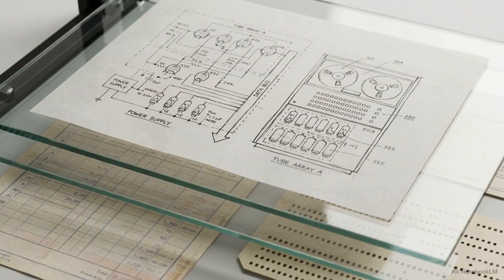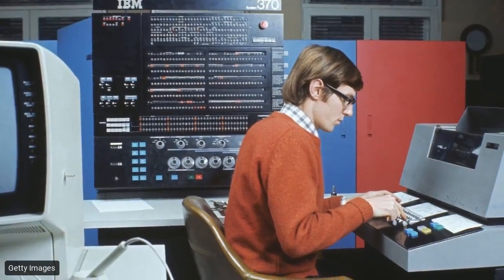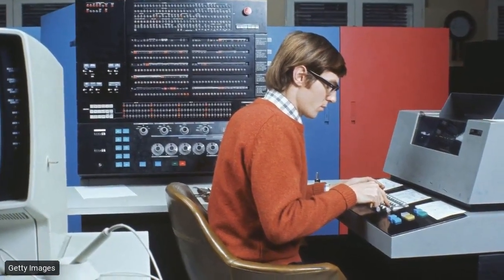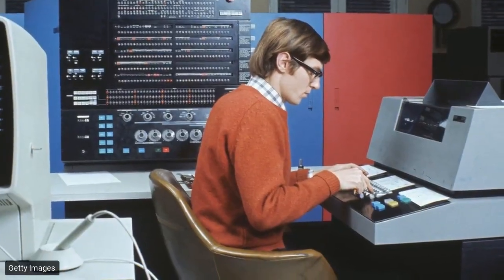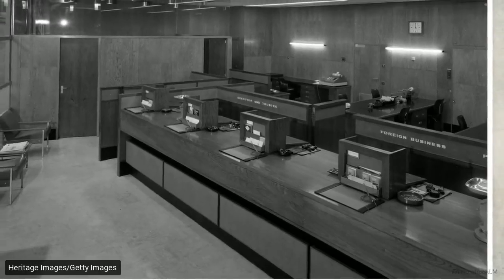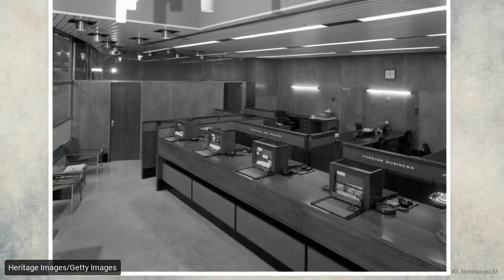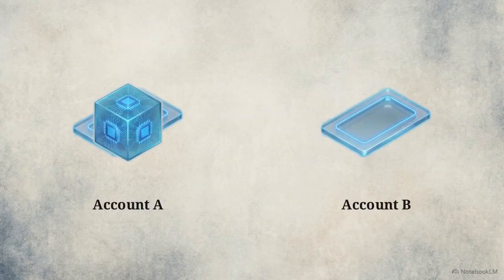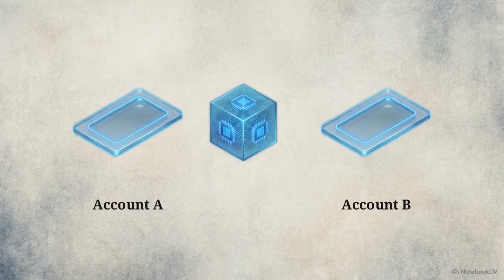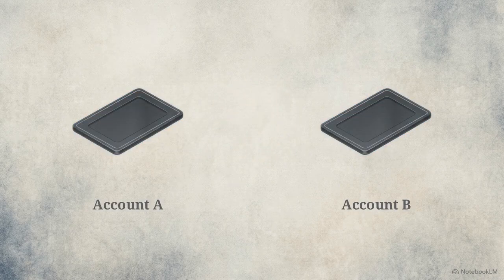To understand the effort to find him, we have to look back at the fragility of hardware in the 1970s. This is an IBM System 370, the kind of machine that defined Gray's early career. In a setting like this, system crashes carried high stakes. If a computer failed while processing a wire transfer, data could corrupt midstream. Money could vanish from one account without ever appearing in the other.